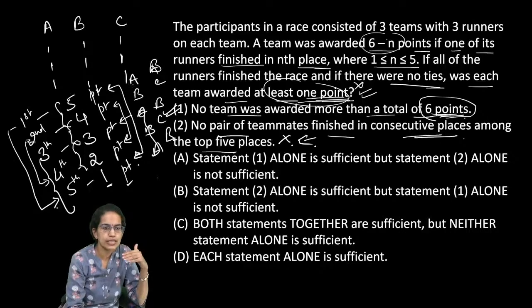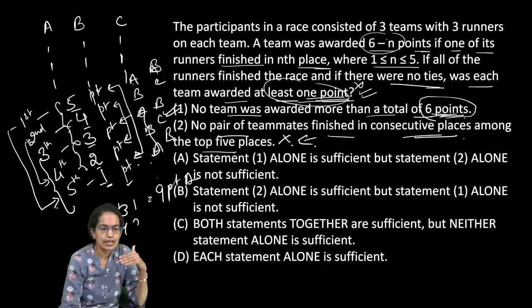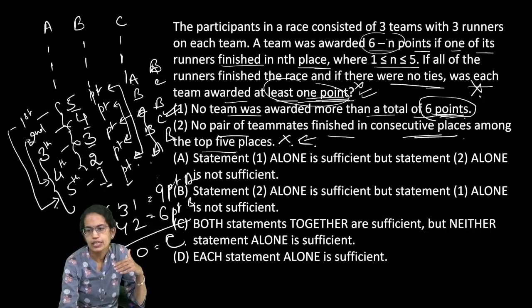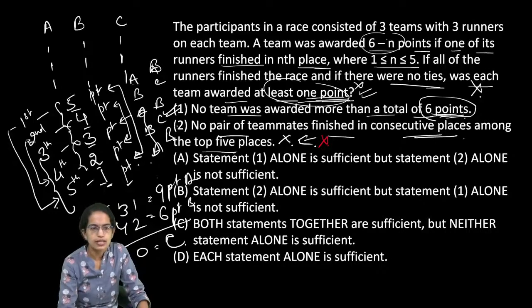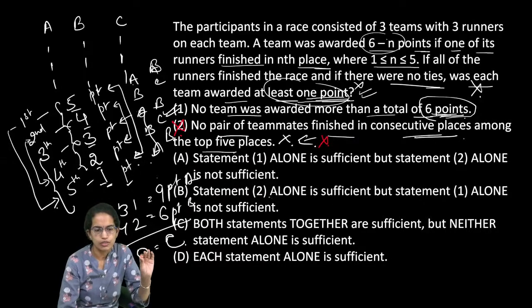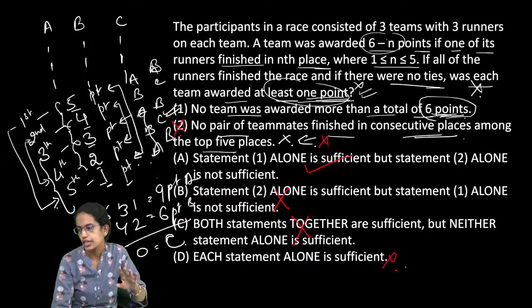So I can have the arrangement as A, B and A. So A can have 5, 3 and 1 and B can have 4 and 2. So it can be 5, 3 and 1, which is 9 points for team A. And it can have 4 and 2 for 6 points for team B. Now it would be 0 points for team C. So my condition here is not fulfilled. Clear? So therefore option B becomes incorrect. Statement B alone is not sufficient. So second becomes incorrect. Choice C becomes incorrect. So statement 1 alone is sufficient, but 2 alone is not sufficient. That's the correct option. Each statement alone is again not sufficient.